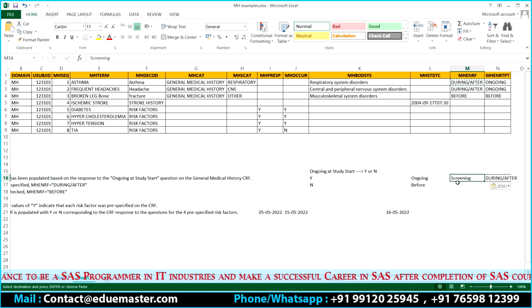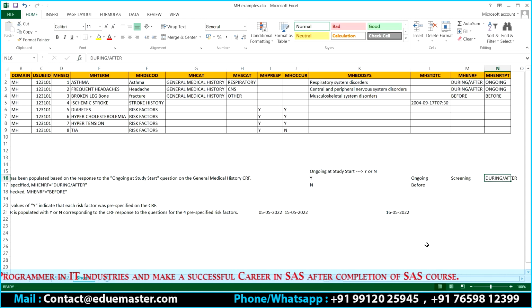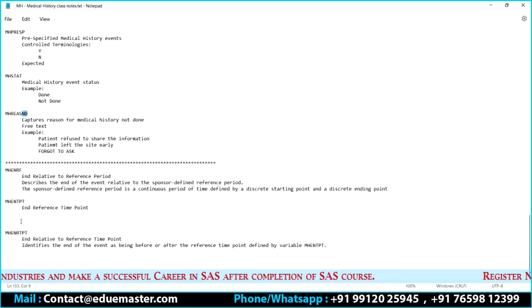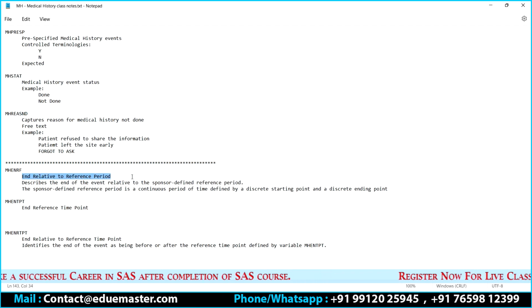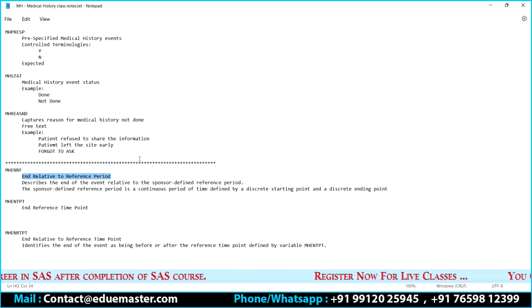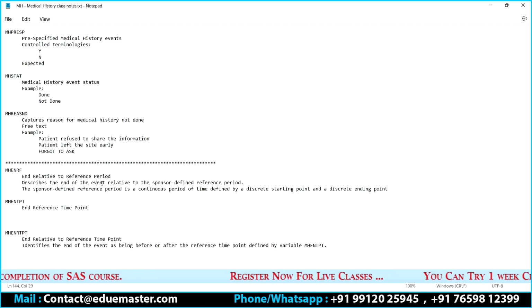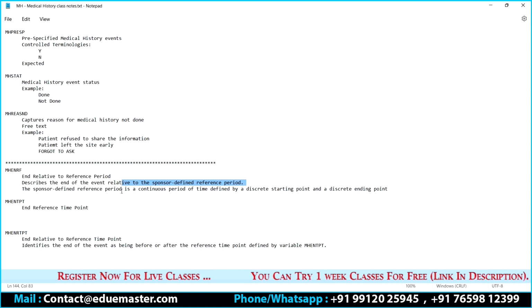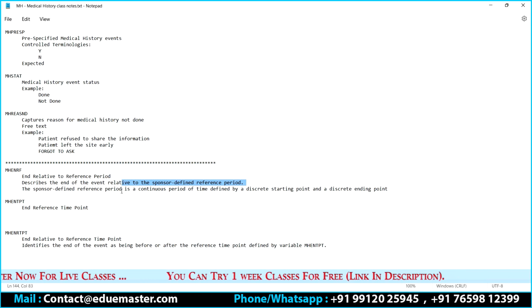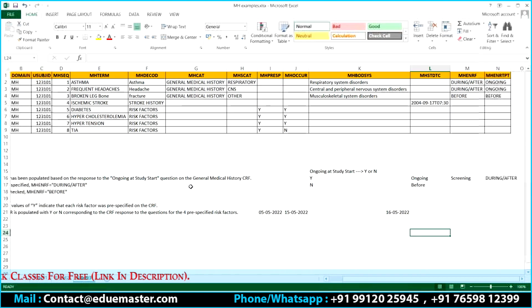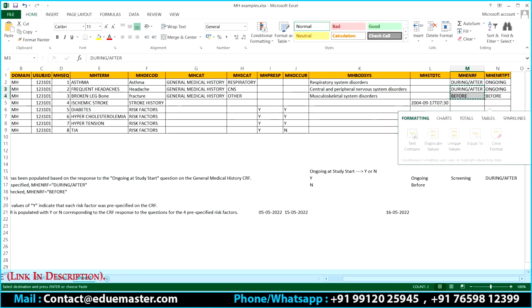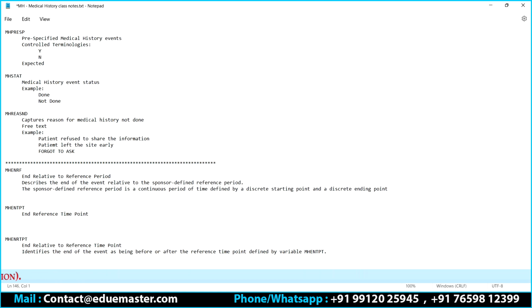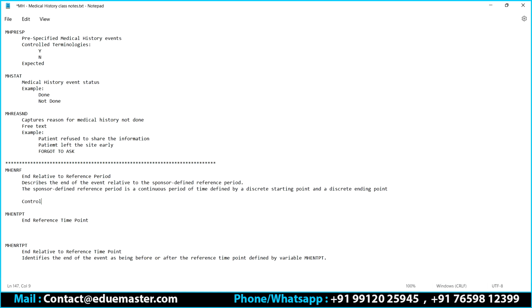All of you are able to understand this, what I'm trying to say? Can I have a quick confirmation? If you look into this, you can see here I have already given end relative to the reference period. Who will define this particular one? This is going to be the end of the relative event, which is defined by your sponsor. Your sponsor is going to give the starting and ending point. For that particular one, what is the reference? That is called your MHENRF. Correct. What are the various things for it? So there are two things. Controlled terminologies are going to be here. What are my controlled terminologies?